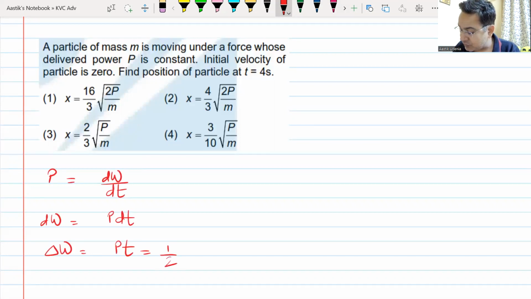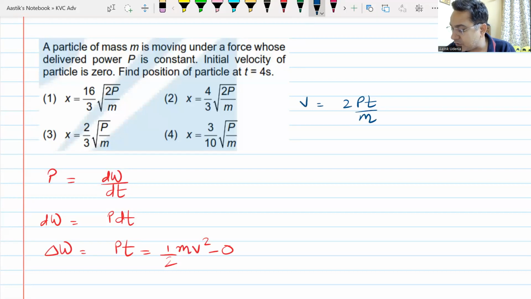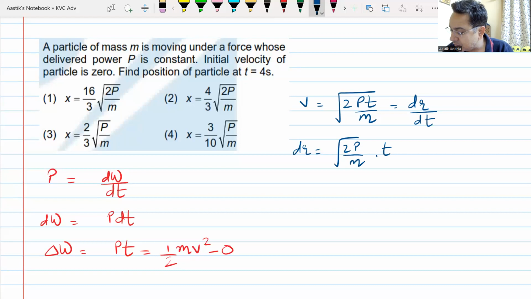Work done by this force is equal to change in kinetic energy. Final kinetic energy is half mv square. Initial kinetic energy is 0. From there, I can get the value of velocity in terms of power: under root of 2Pt by m. We understand this? This is the velocity, and this can be written as dr by dt. So dr will be equal to under root of 2P by m into root t into dt. To find out the position, you have to integrate this.